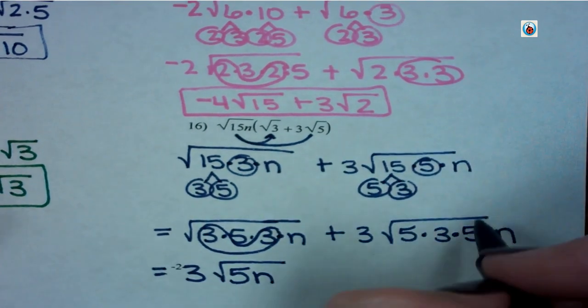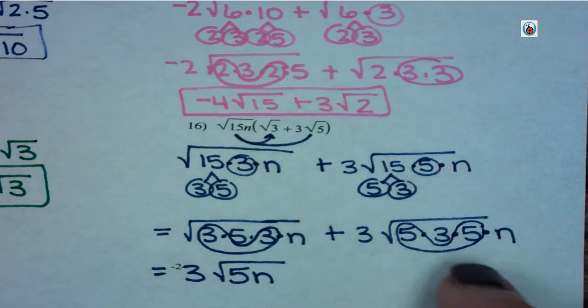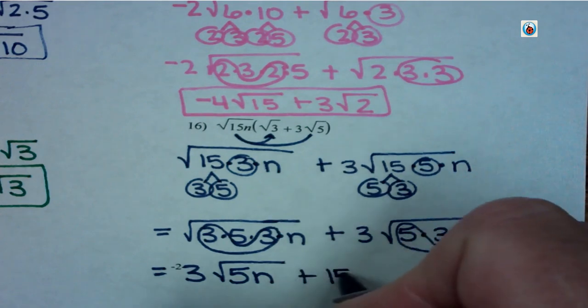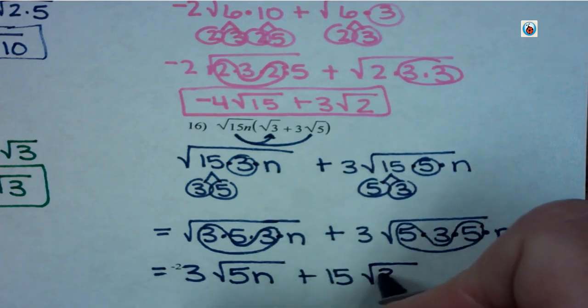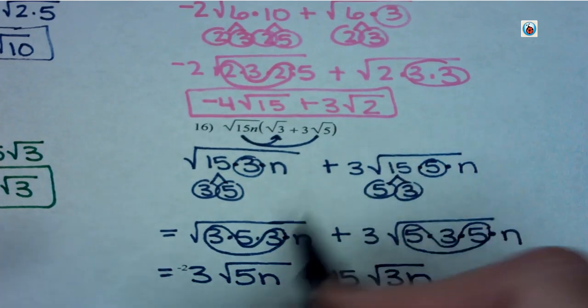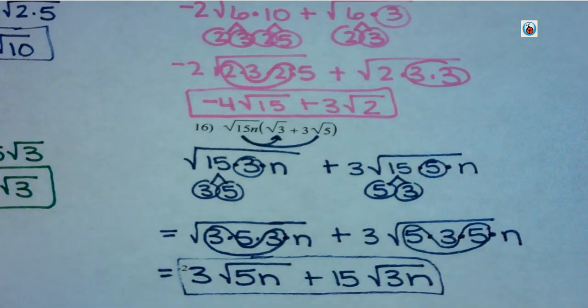On the second one, the 5's, I have a pair of 5's. Now when I take those out, I have to remember to multiply them by that 3. So that gives me 15 radical 3n. Notice this is a 5n and this is a 3n, so I can't combine. So then that is my final answer.